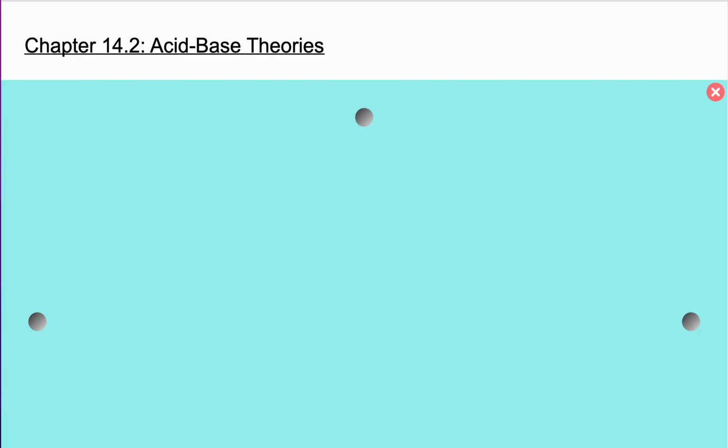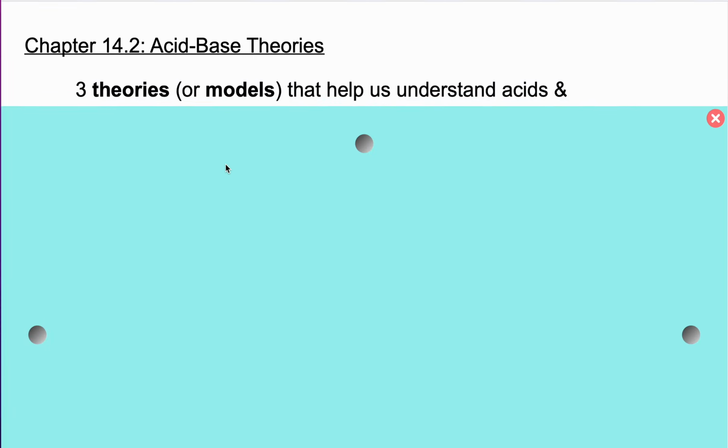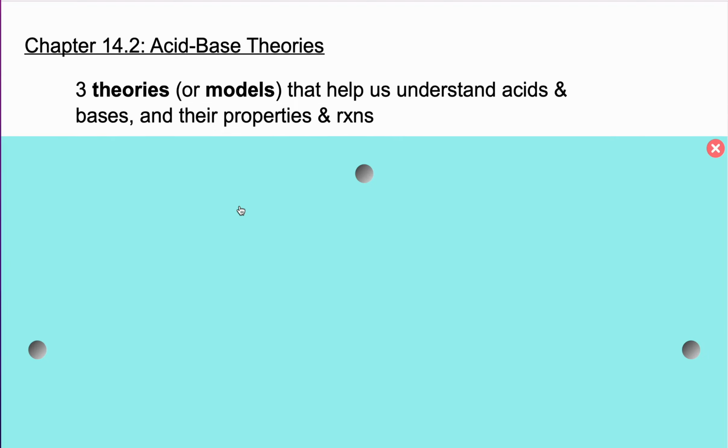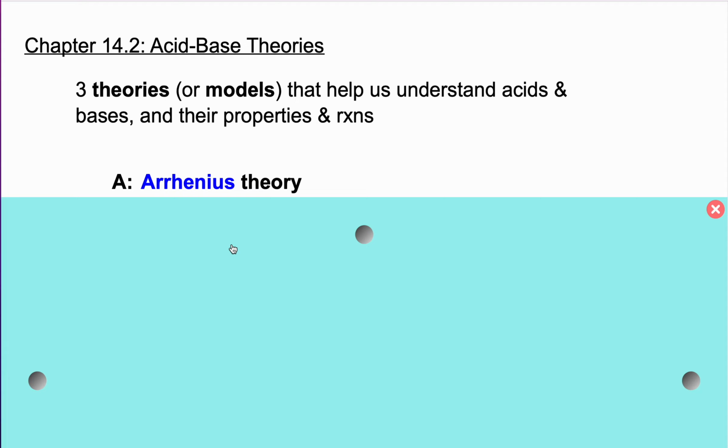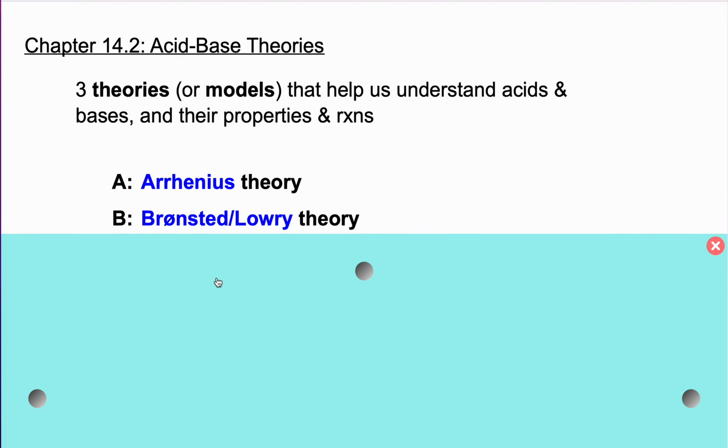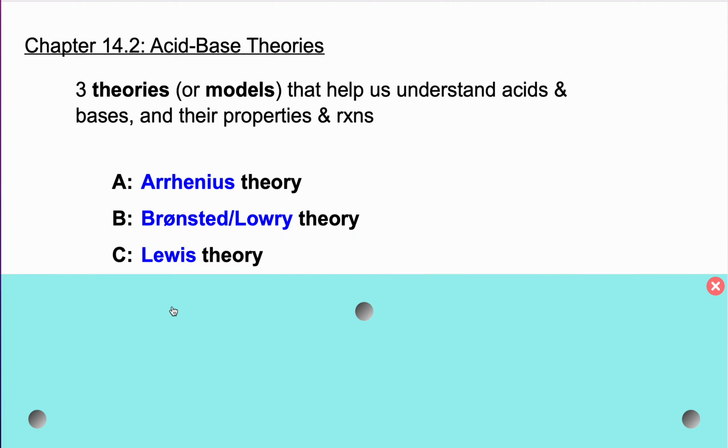Hello. In this video, based on Chapter 14.2 in your textbook, I'd like to talk about acid-base theories. Most of this video is going to talk about three theories or models that help us to understand acids and bases and also to understand their properties and reactions. These theories are, in order, the Arrhenius theory, the Bronsted-Lowry theory, and the Lewis theory.